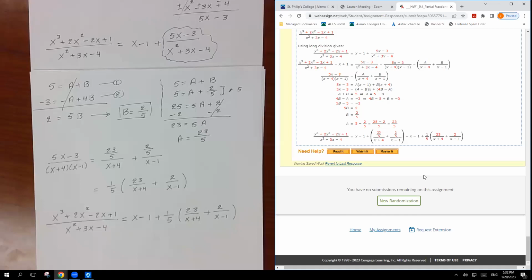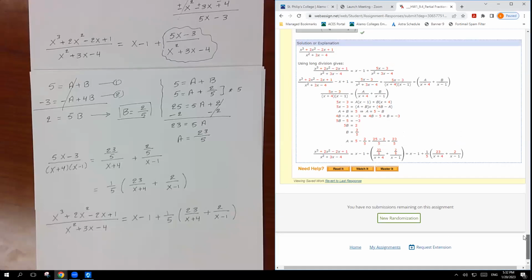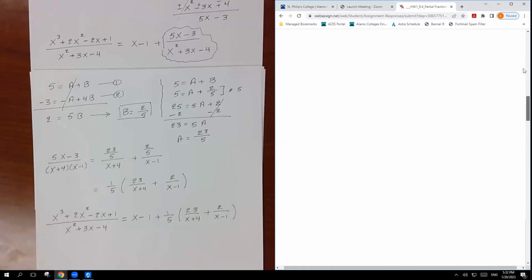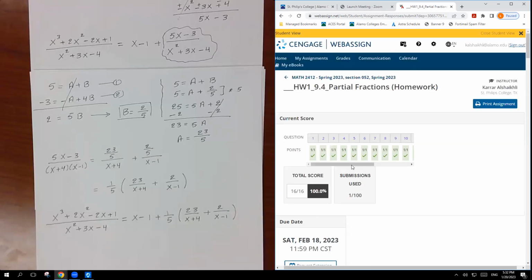That's it. We submit everything. I click on submit. Let's go back and check if there are any mistakes. And here are all the questions. It says all are checked and marked right. So that's it for this section.